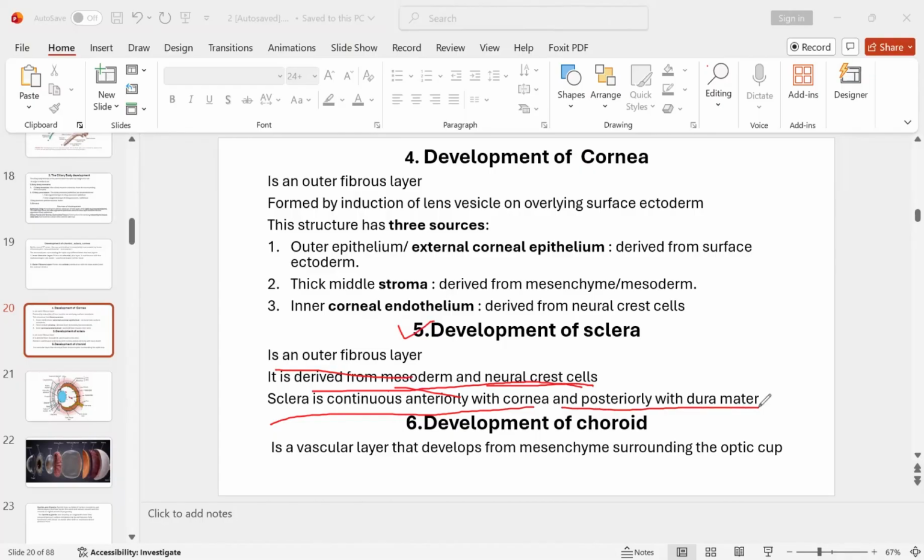So let's now move to the development of choroid. Choroid is a vascular layer. As I mentioned in the first lecture, the choroid, ciliary body and iris together make up the middle vascular layer of the eyeball. So the source of development for choroid is the mesenchyme. The choroid develops from the mesenchyme surrounding the optic cup, as I mentioned at the start of the lecture.